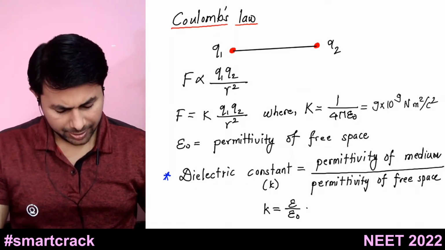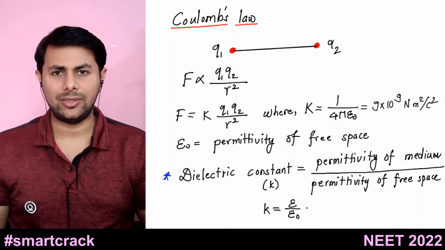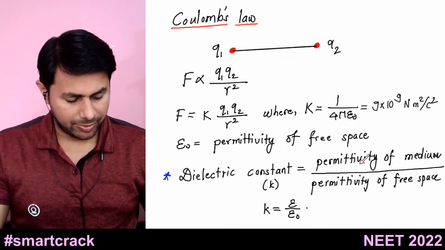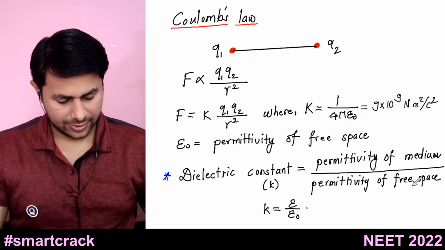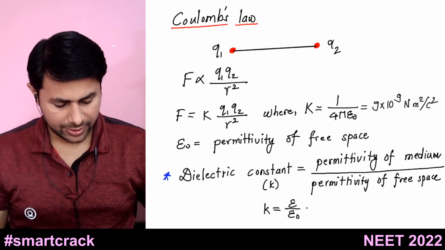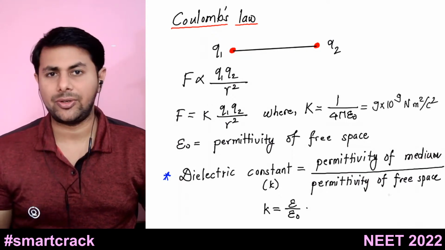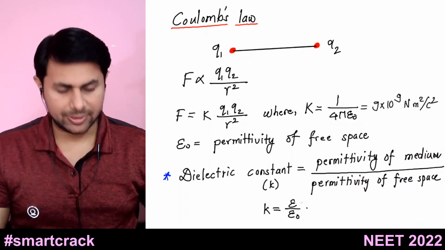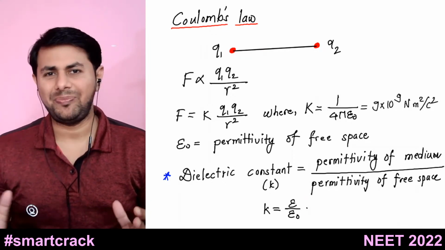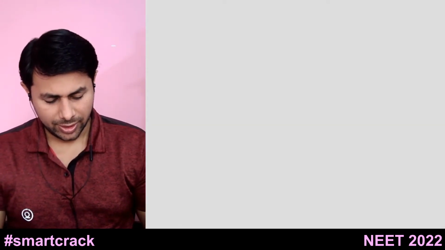After that, if you move from free space to another medium, what will happen? This permittivity will change. If you take the ratio of the permittivity of the medium to the permittivity of free space, you get a quantity called the dielectric constant. So what is the dielectric constant? This is small k. It is the permittivity of a medium divided by the permittivity of free space. So k is equal to epsilon, the permittivity of a medium, divided by epsilon naught, the permittivity of free space. Now this was Coulomb's law in scalar form.